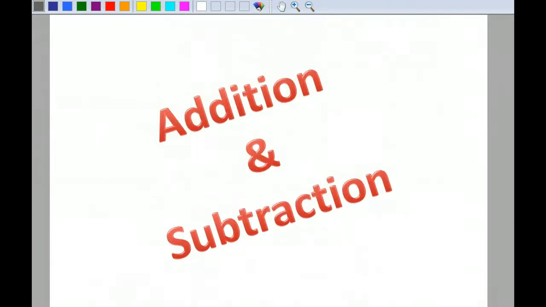Now first we're going to talk about addition and subtraction. When we're solving an equation, our ultimate goal is always going to be to get the variable by itself. When we're solving equations that only deal with addition and subtraction, we're going to use the inverse operation. So addition and subtraction are inverses of each other, so we're going to be using the opposites.